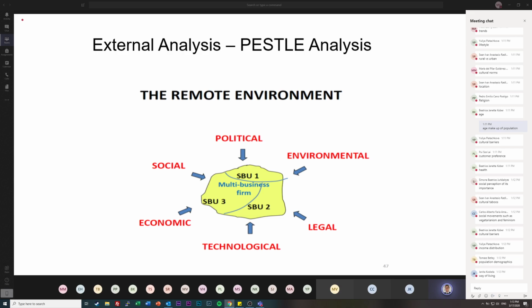Population demographics, way of living, social perception of its importance, health condition, customer preference, cultural barriers. What else is on the list? Education level, media, social pressure, the language, very well, yeah, the language, and also foreign language understanding if speaking about the cinema. But one quite important thing is missing here.